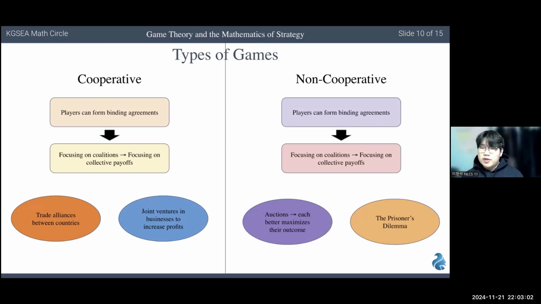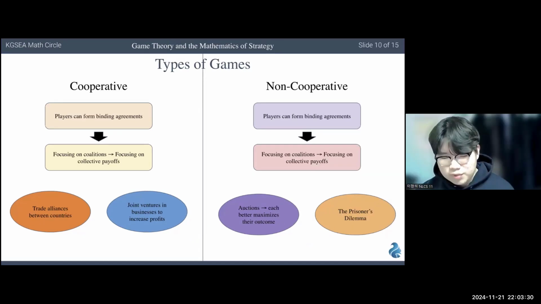Whereas non-cooperative games are where players can't form binding agreements. They're focusing on getting the best individual output. Examples would be auctions, where each bidder wants to maximize their outcome, not caring about the outcome of the other players. And the one we talked about, the prisoner's dilemma, where A and B are not cooperating with each other. Each prisoner wants to get the best out of the situation for their own self.